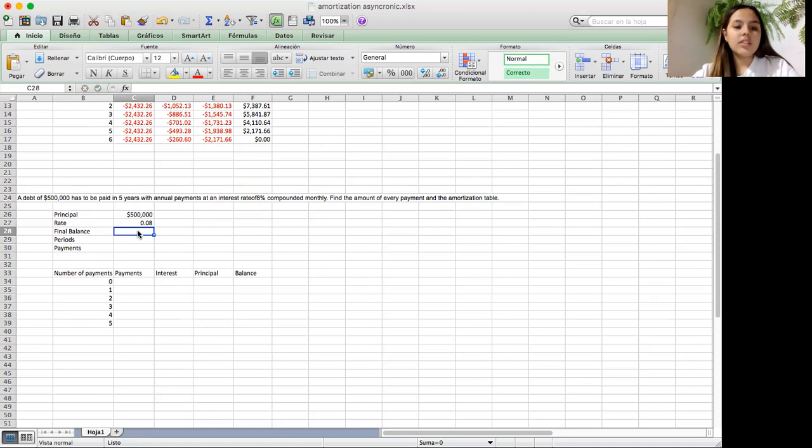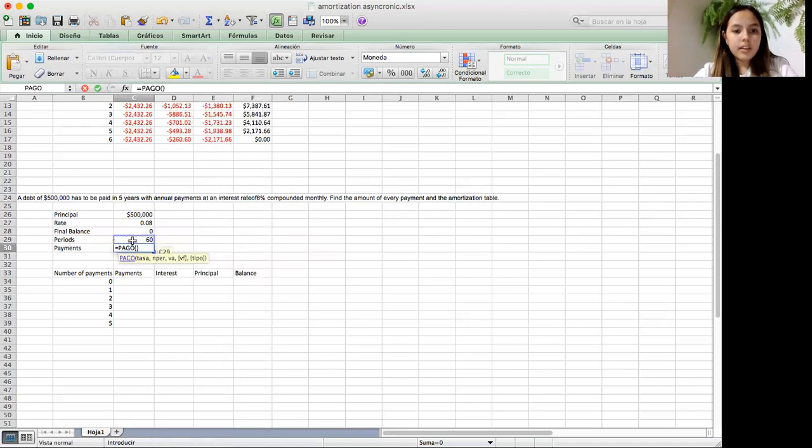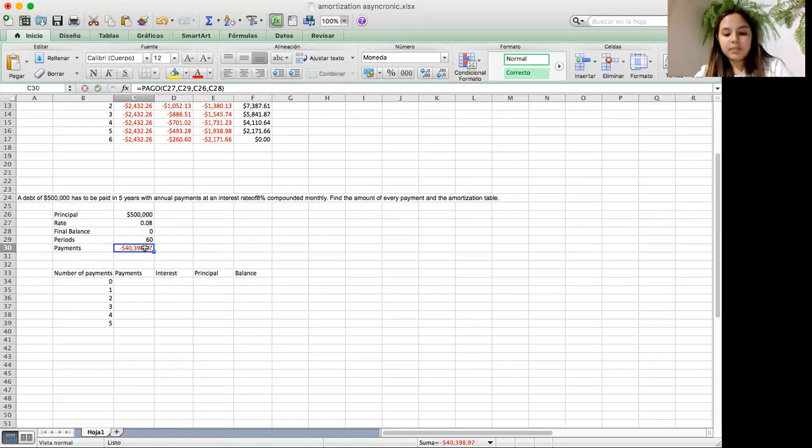Then our final balance will be 0. Our periods will be 5 years, and it says that it's monthly, so it's 12 because it's 12 months. So it will be 12 times 5, that is 60. So our periods will be 60. And our payments, we will find with the formula of payments. That is rate, comma, periods, comma, principal, comma, final balance. So this will be our payments.